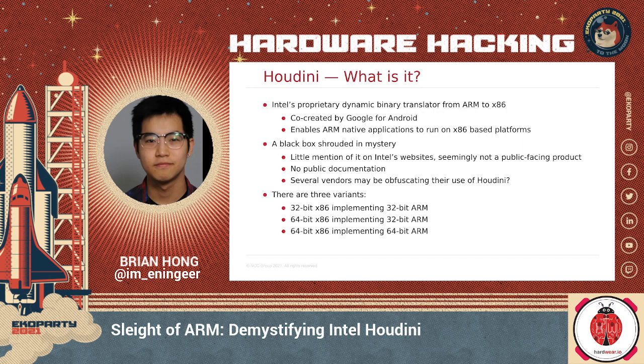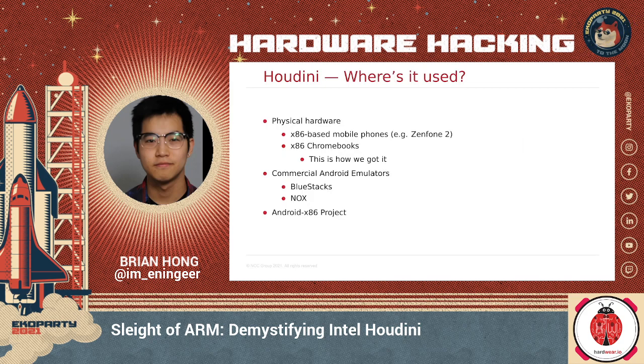So, Houdini, where is it used? It's used in physical hardware, such as the x86-based phones, which we don't see much anymore, and x86 Chromebooks, which is actually how we were able to get the binaries. It's also used in some commercial emulators, and there's also the Android-x86 project, which can be run on a real device or in an emulator.